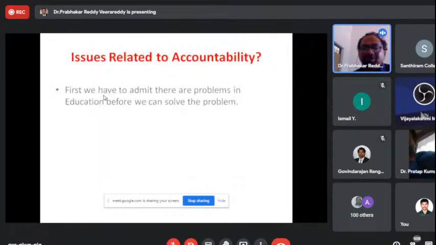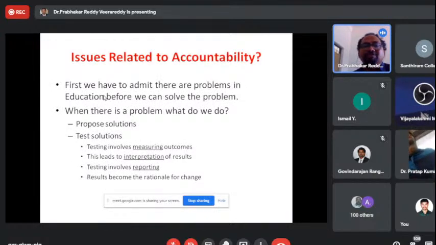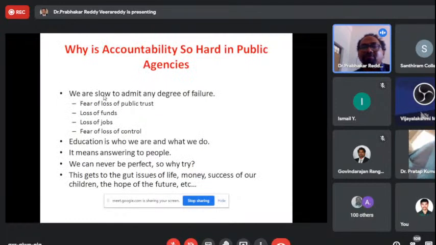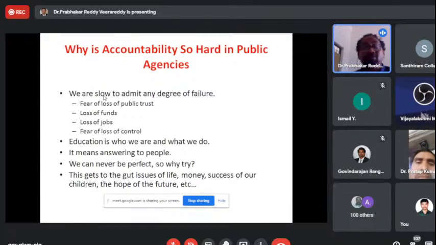Issues related to your accountability. First, we have to admit there are problems in education before we can solve the problem. Why is accountability so hard in public agencies? Fear of loss of public trust, loss of jobs, fear of loss of funding. Nowadays, there are no government jobs at all, only private. But in private, many people are not giving funds for research. Then how are you going to start your own research? It's a big risk now.